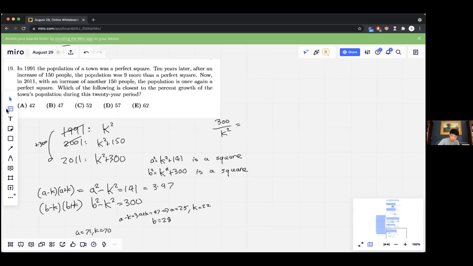And so we want to find 300 over 22 squared. That's the answer. And then you just do long division. This is like 75 over 121. And then 75 divided by 121 is equal to approximately 62%.